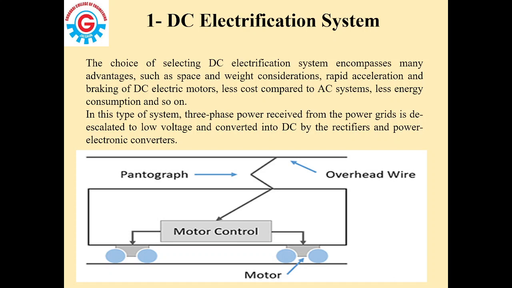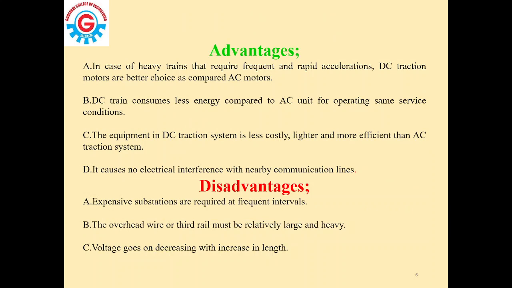In this type of system, three-phase power received from the power grid is stepped down to a low voltage and converted into DC by the rectifiers and power electronic converters. So the advantages of this DC type of system: in case of heavy trains that require frequent and rapid acceleration, DC traction motors are better choice as compared to AC motors.